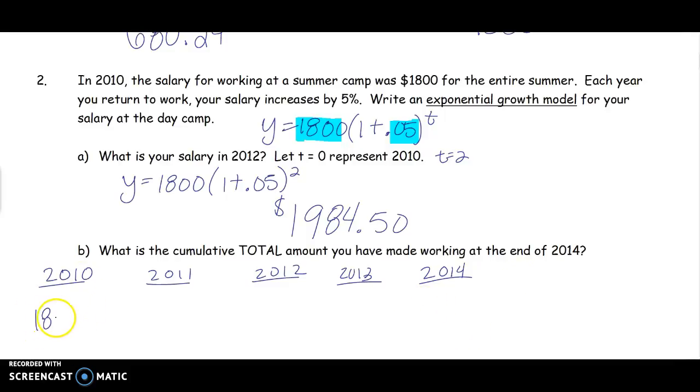Well, in 2010, you made $1,800. We just found out in 2012, you made $1,984.50. So now what we have to do is go back to our calculator and find out how much we made in 2011, which T is 1, because here T is 0. We have to do 2013, which T is 3, and 2014, which T is 4.